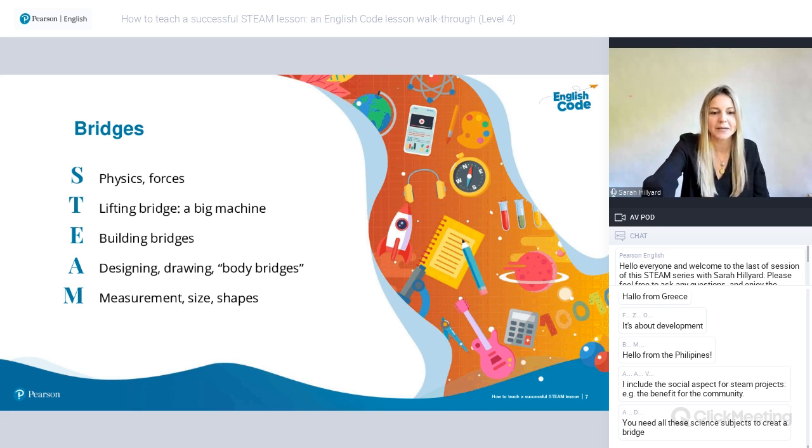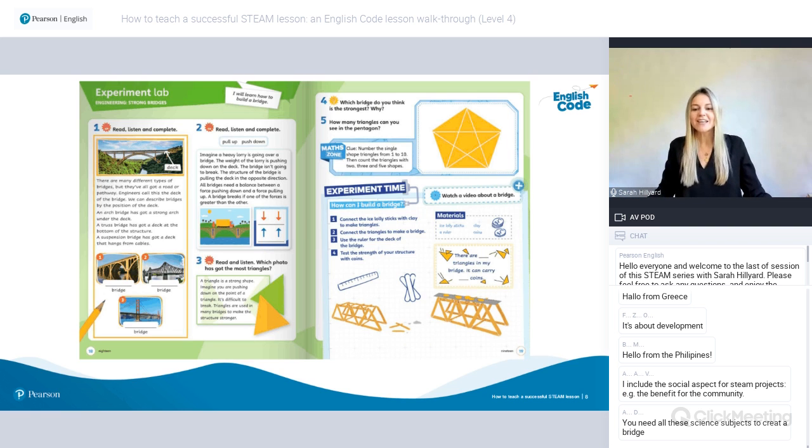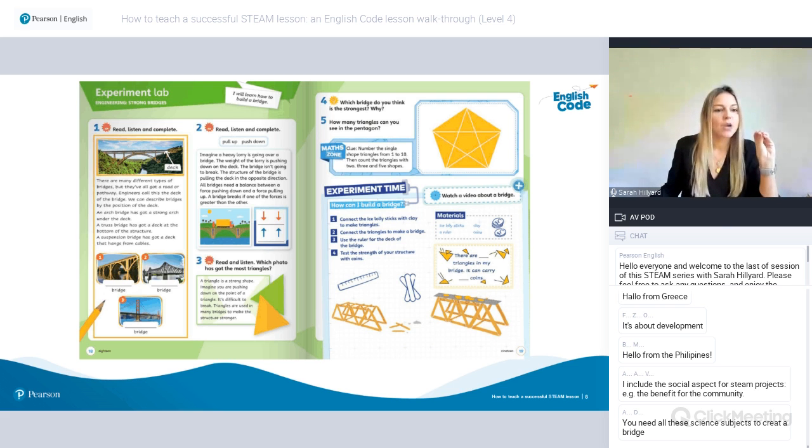Excellent. Lovely idea. Okay, so in English Code, you will find one STEAM lesson in each unit called Experiment Lab. See, at the top of the page, you have the lesson objective. The lesson objective today is, I will learn how to build a bridge.